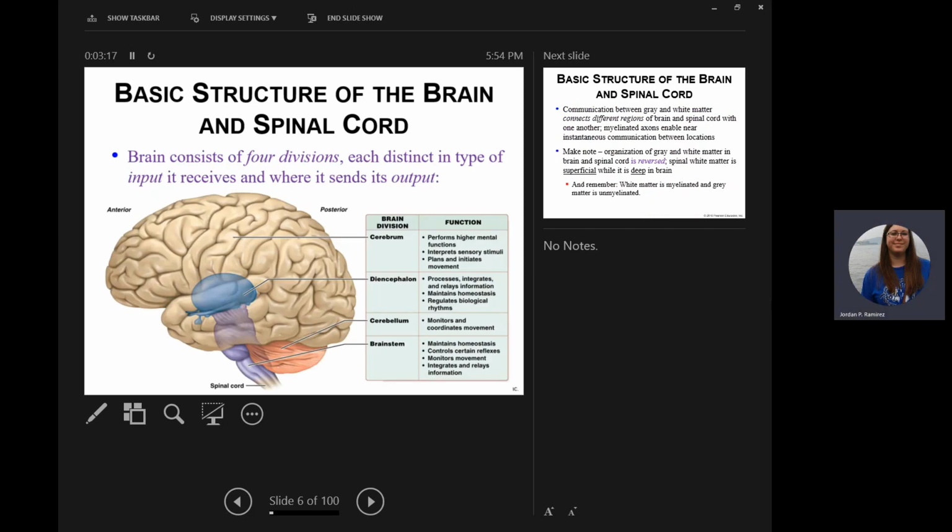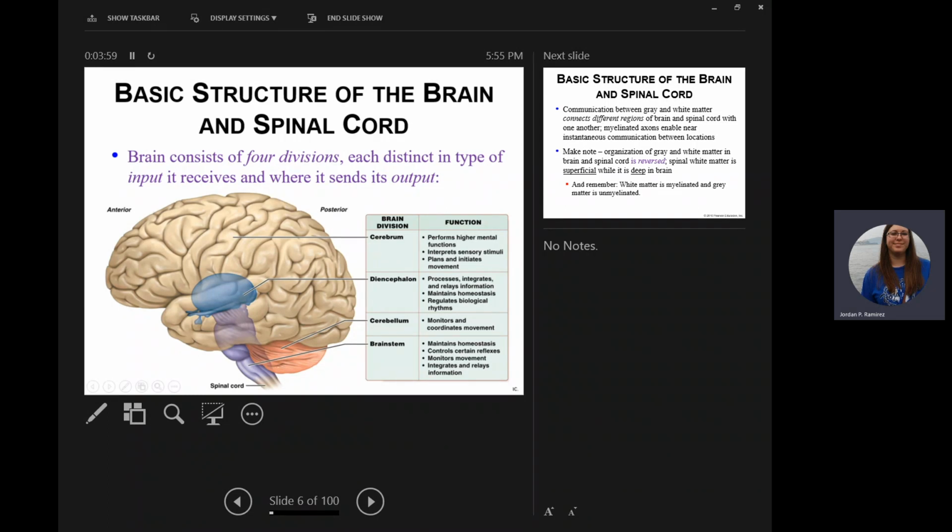Highlight this slide. You must know this. The brain consists of 4 divisions. Each is distinct in the type of input it receives and where it sends its output. The 4 divisions of the brain are as follows. The cerebrum, this portion kind of like in tan here. I want to skip on down to something that sounds very, very similar: cerebellum. That's this kind of reddish portion. Don't confuse the two. Cerebrum here, cerebellum. The diencephalon here in blue. And then the brainstem. All of which have various components and parts which we're going to talk about.